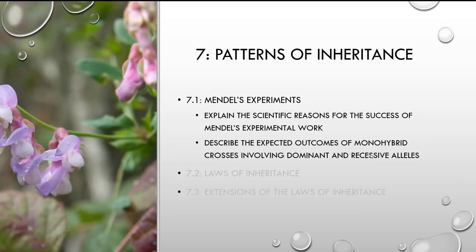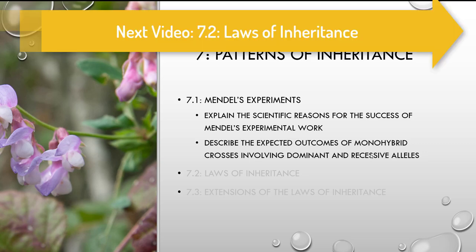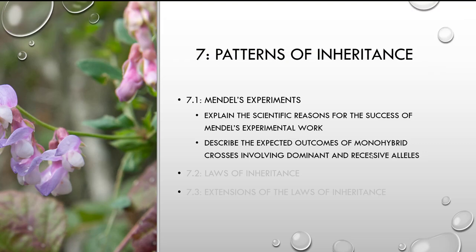Okay, so we are done with our first section of Patterns of Inheritance, Chapter 7. By now, in Mendel's experiments, you should be able to explain the scientific reasons for the success of Mendel's experimental work, as well as describe the expected outcomes of monohybrid crosses involving dominant and recessive alleles. So in our next video, we're going to get into the laws of inheritance in 7.2.